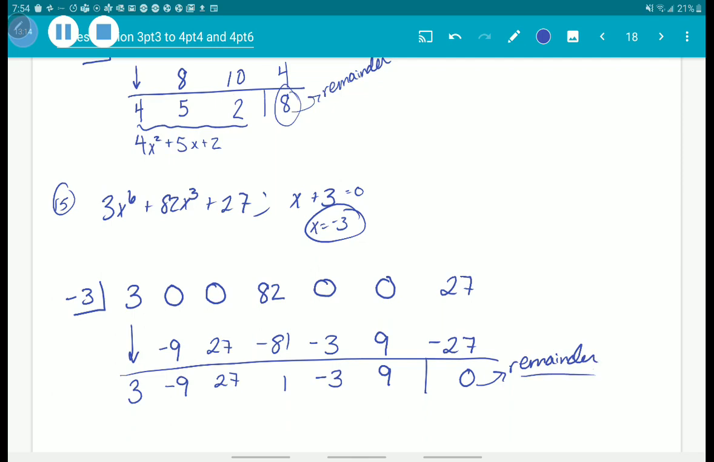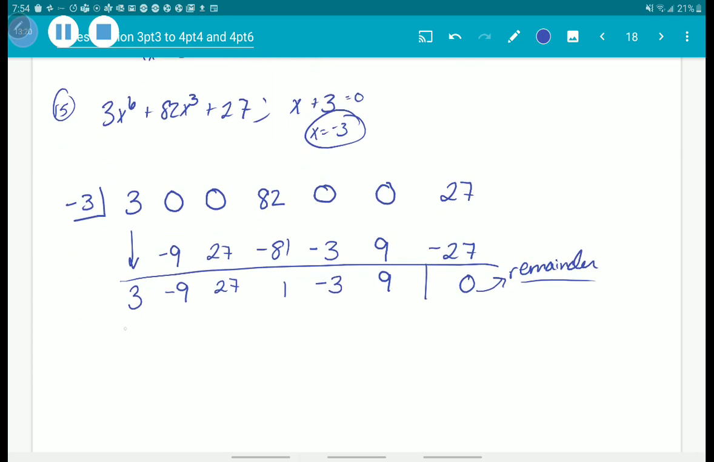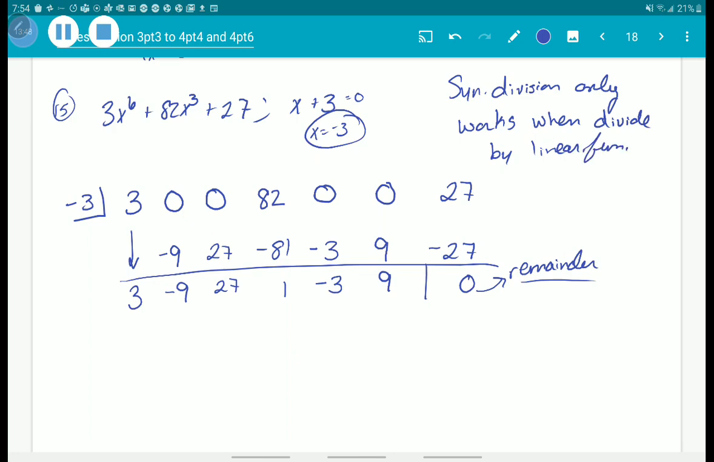And that's exactly what we got with long division and with the remainder theorem. And this is what's left. This is always going to be 1 degree less than what you started with because you're dividing by a linear. Synthetic only works when you divide by a linear term. So we started with a 6th degree polynomial. This ends up being a 5th degree.